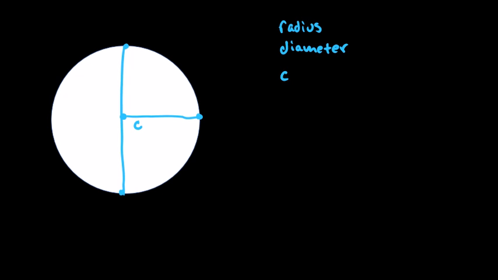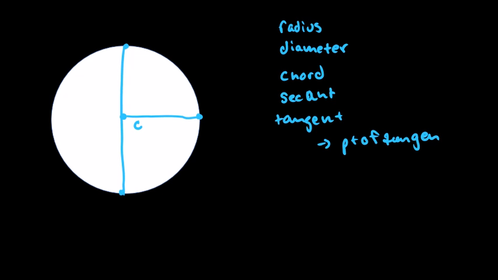So we're going to be tacking on a couple more definitions: a chord, a secant, a tangent, and the point of tangency. Alright, so a secant and a tangent, we need to make sure that we know the difference between those two. So first let's cover chord.